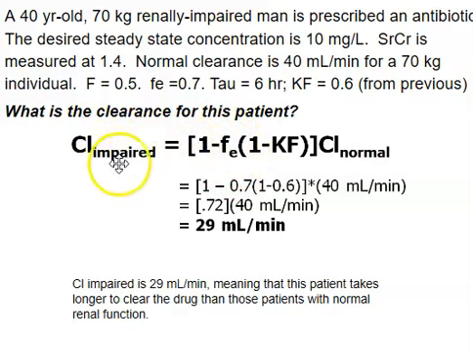We're more interested in having you calculate the clearance of the impaired individual rather than calculating the Fe. This is more clinically relevant. So we just plug and chug. Do your order of operations starting with parentheses first, and then you get 29 mLs per minute. So the clearance of the impaired individual, this patient, is 29 mLs per minute, meaning this patient is going to take a little bit longer to clear the drug than similar patients who have normal renal function given the same antibiotic.